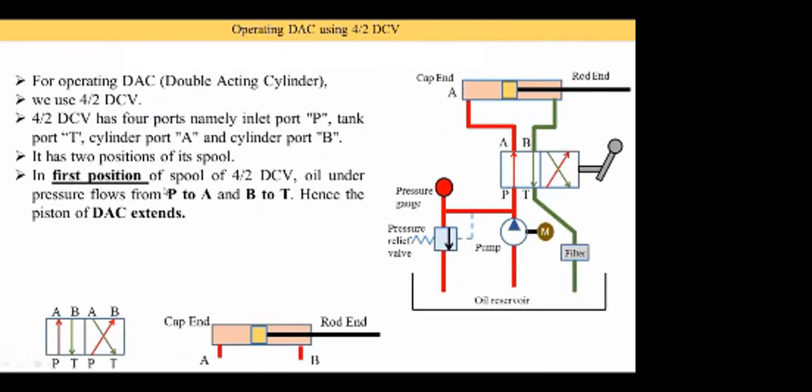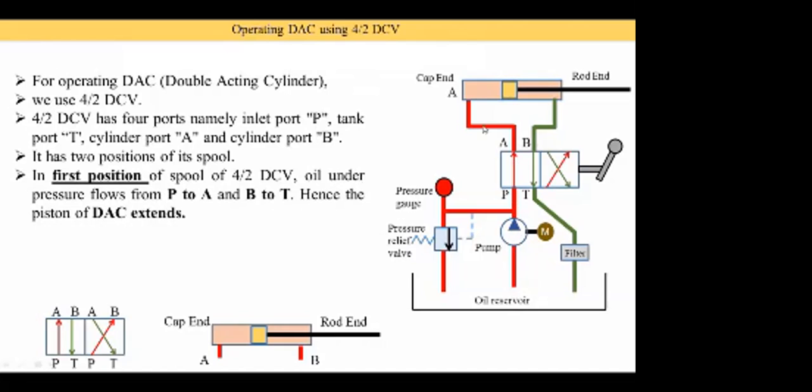Okay, so in the first position of the spool of the 4/2 DCV, oil under pressure flows from P to A and B to T. Oil enters the suction pipe from the oil reservoir, then comes into the pump, and pressurized oil comes here to the P port. From the P port in the first position, you see that the arrow is moving in a vertical straight direction, meaning the P port and A port are connected. So oil is supplied from P to A port.